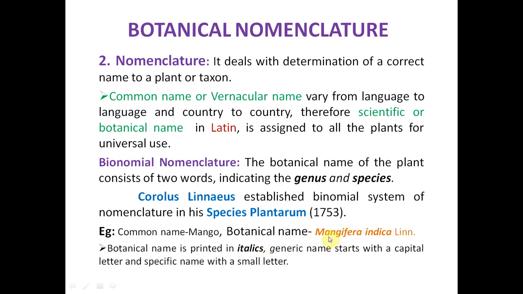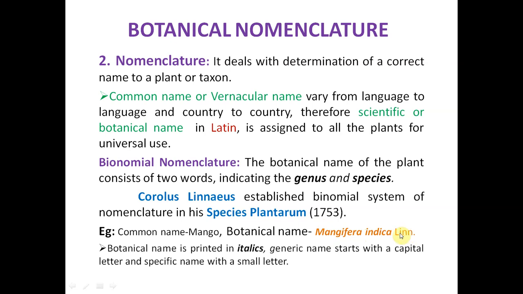And the first name, that is the generic name, indicates the genus. The generic name always starts with a capital letter and the specific name always starts with a small letter. For example, in Mangifera indica, Mangifera stands for the genus name and the M is in capital form, and in indica the i is in small letter form.